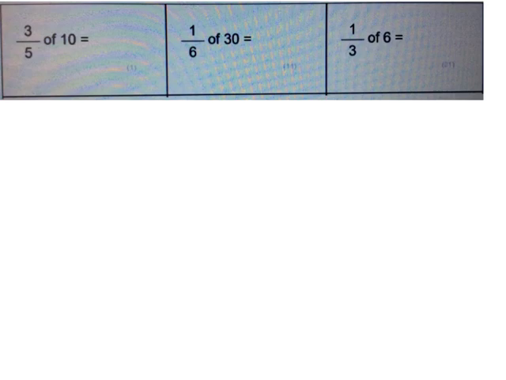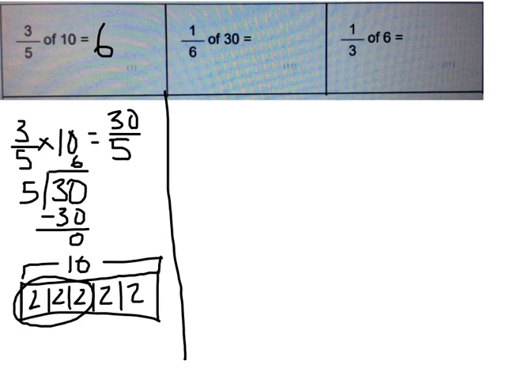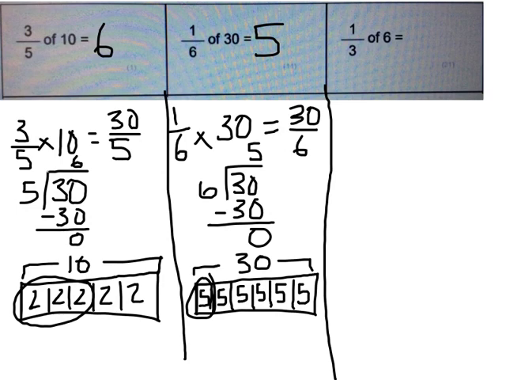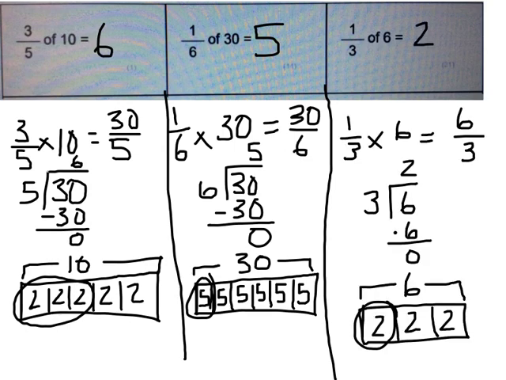Now here are 3 for you to try. You can use multiplication or a bar model. What's 3/5 of 10? 3/5 of 10 is 6. I've shown work in 2 different ways. What's 1/6 of 30? 1/6 of 30 is 5. I've shown my work in 2 different ways. Last problem. What's 1/3 of 6? 1/3 of 6 is 2. I've shown my work in 2 different ways.